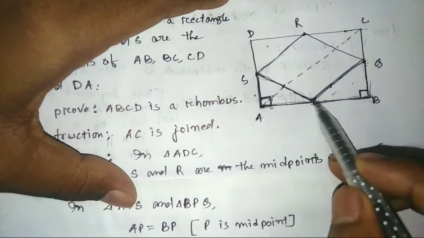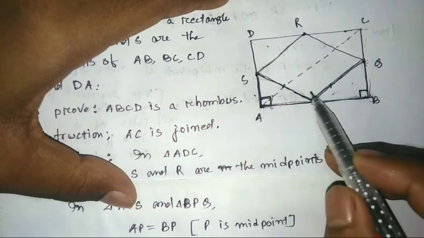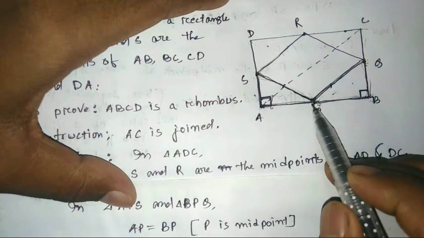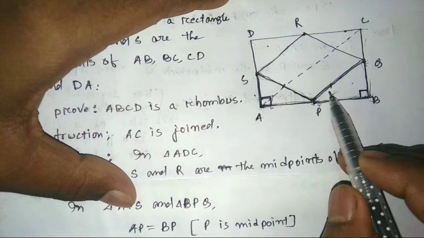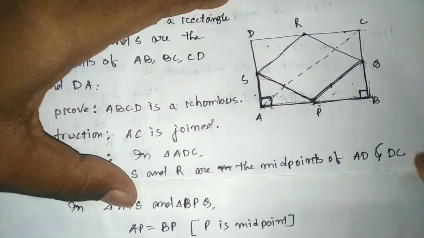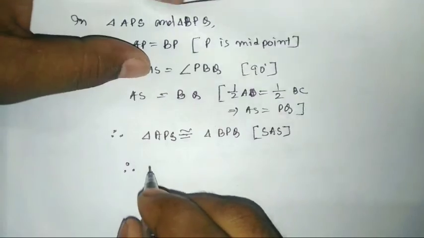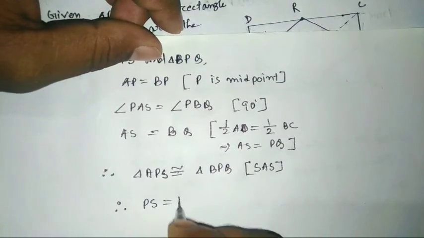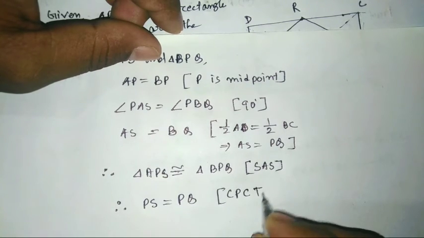So again PS and PQ are present in the parallelogram PQRS. PQRS is a parallelogram, it is proved, and PQ and PS, one pair of adjacent sides, are equal. So we can say that therefore PS is equal to PQ. Why? They are the corresponding parts of congruent triangles.